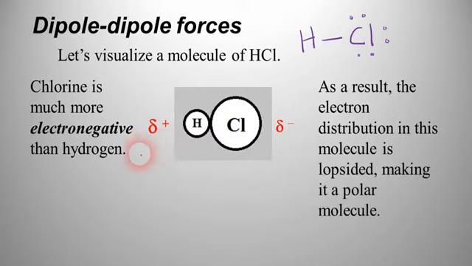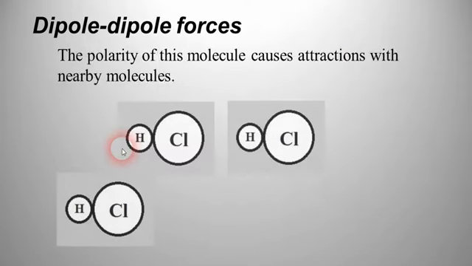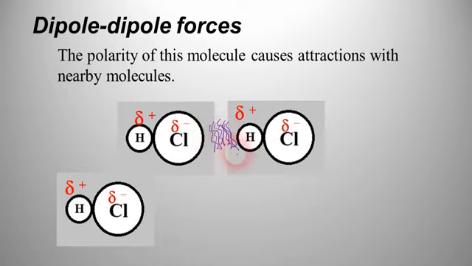Now, as it turns out, that molecule is going to have an effect on its neighbors. So if we look at some more molecules of hydrogen chloride, and we think about the partial charges on those molecules, well, the negative side of this molecule has an attraction to the positive side of that molecule. So there is a little attraction there. And as it turns out, that's what we call a dipole-dipole force.